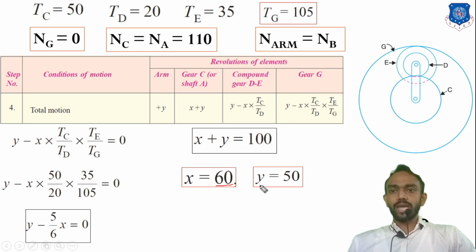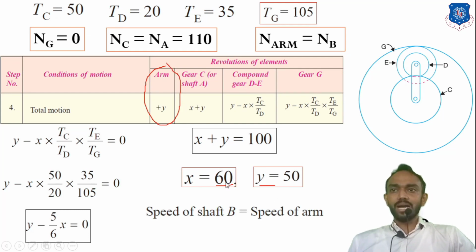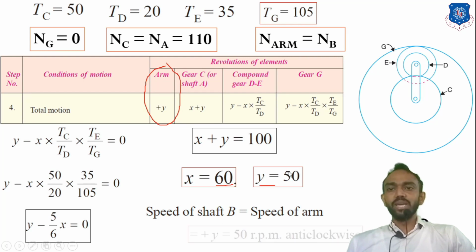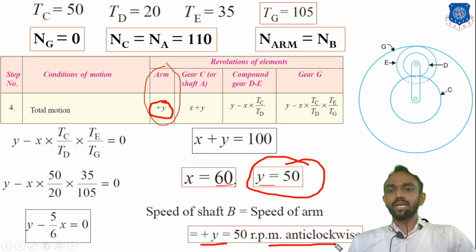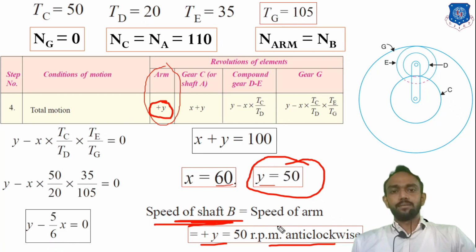Now that you know x and y, we want to find the RPM of the arm. The RPM of the arm is equal to the RPM of shaft B, which is equal to plus 50, because we found y is equal to 50. Plus y means anti-clockwise direction speed of shaft B. So remember that it is not that hard. We have to prepare the table very carefully.